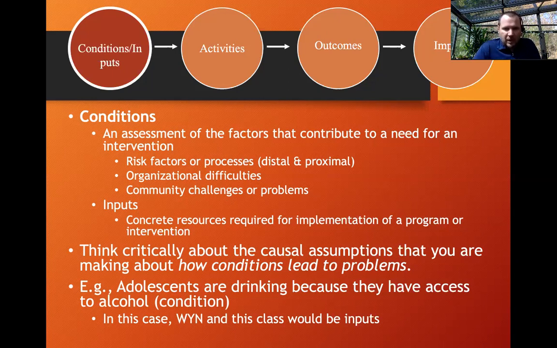The important thing is that you think about your assumptions that you're making about how particular conditions lead to particular problems. So again, going back to adolescents drinking, we may believe that adolescents are drinking because they have access to alcohol. So that's our conditions, and our inputs in this particular case with our example is Western Youth Network, and this class are the inputs. So we have those resources to implement something.